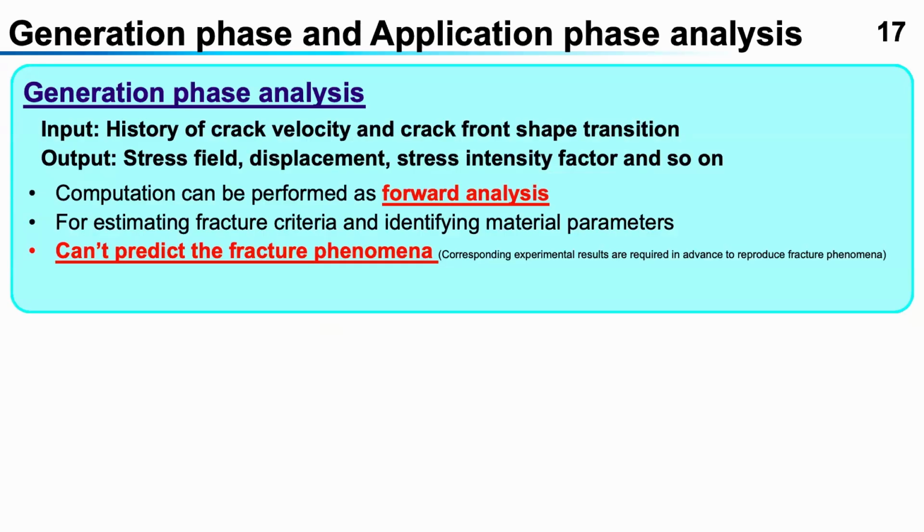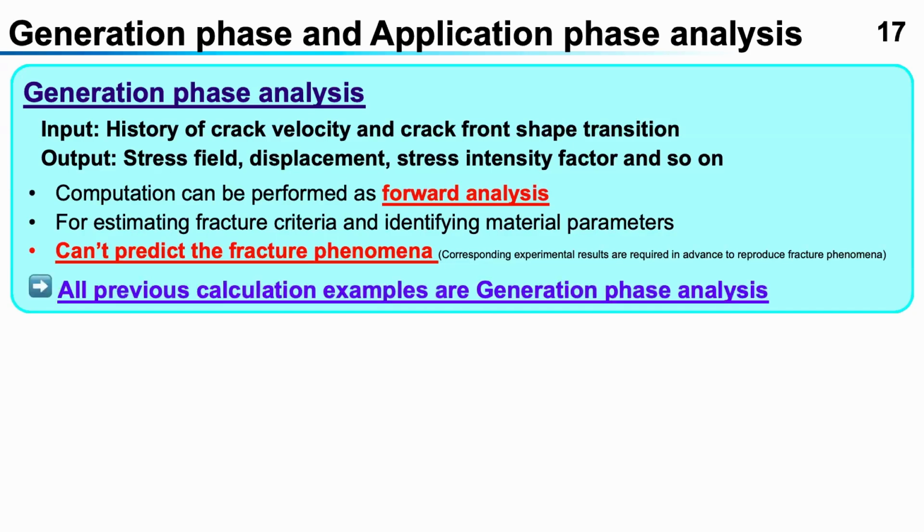So first, I will introduce what the generation phase and application phase analysis are. The generation phase is the forward analysis. You get some experimental results, for example, crack velocity and the shape of the crack front. Using these, we can obtain parameters like the dynamic stress intensity factor and the stress field. All the examples I showed before are generation phase analysis.